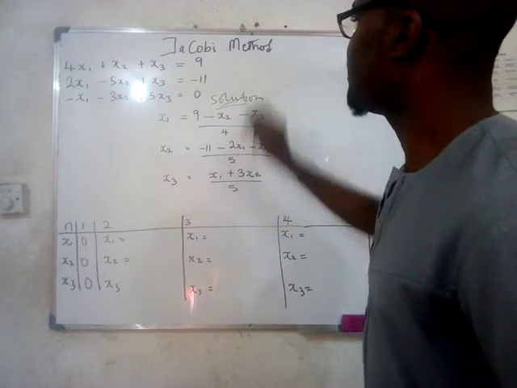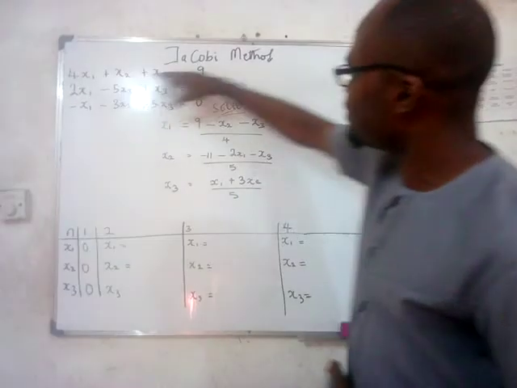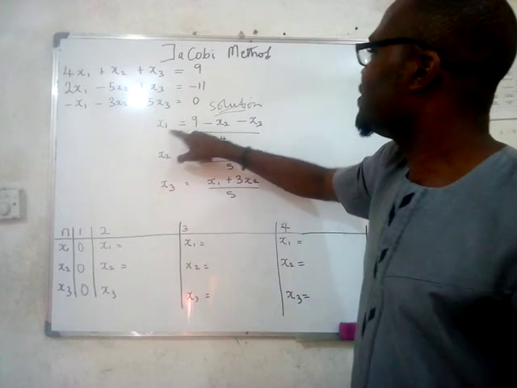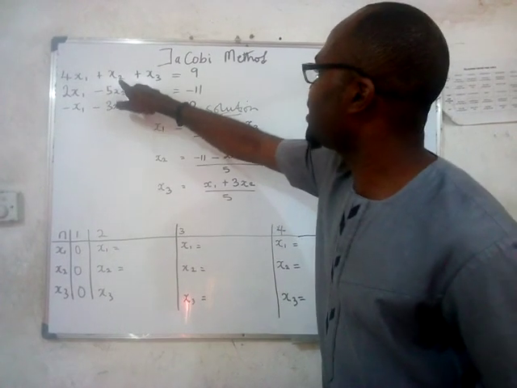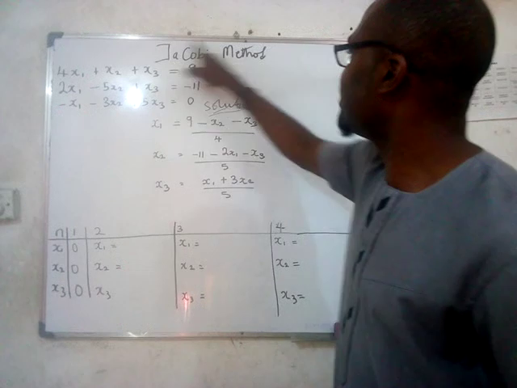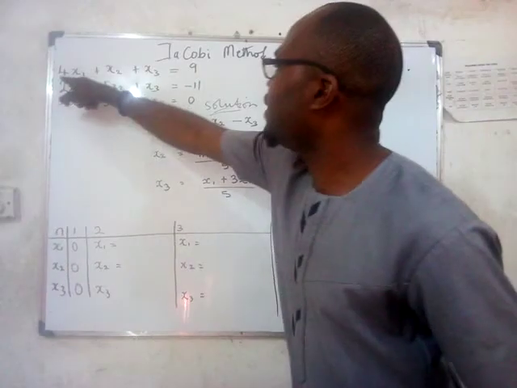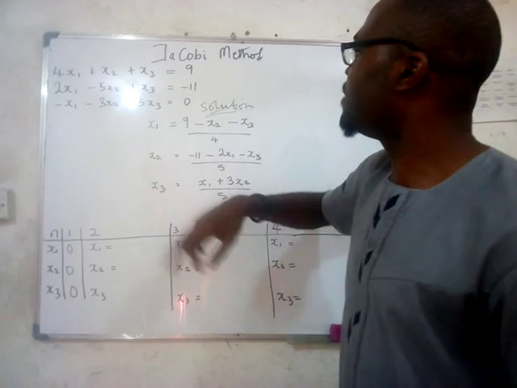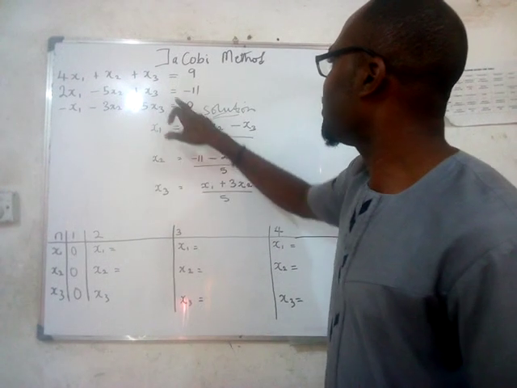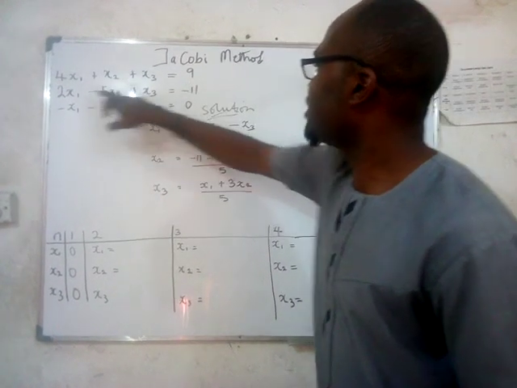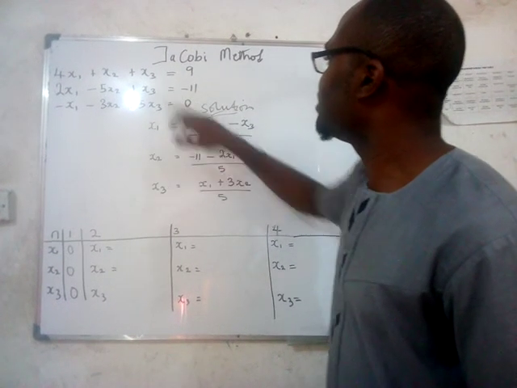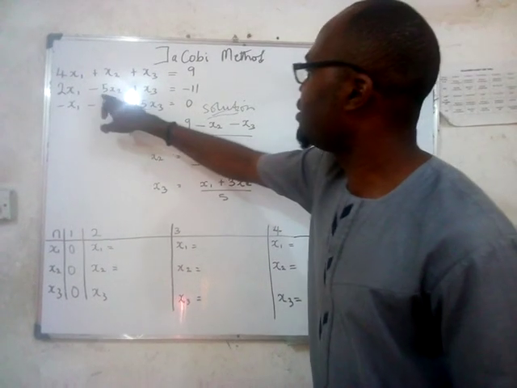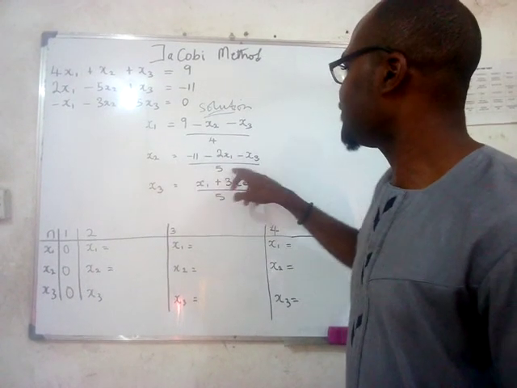This will be the solution. First of all, look at this first equation. Make x1 the subject of the formula. It's going to be x1 equal to 9, you take this one over, minus x2, take this one over, minus x3, all over 4. Come to the second equation, make x2 the subject of the formula. It's going to be x2 equal to minus 11. Take this one over, minus 2x1. Take this one over, minus x3, all over the coefficient of x2, which is 5.